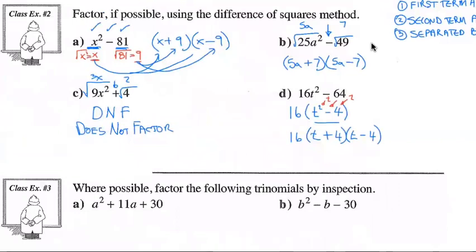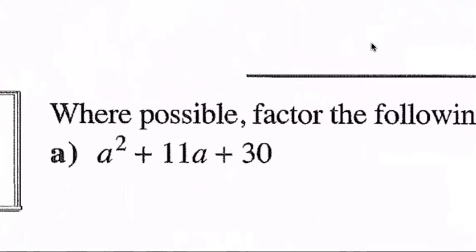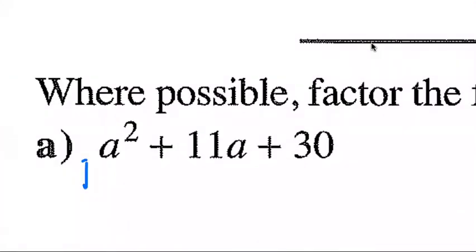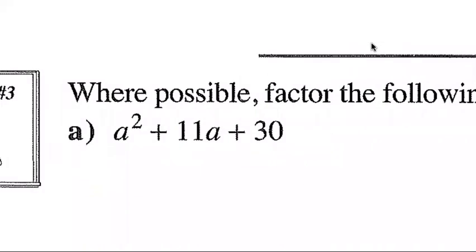Example 3. Where possible, factor the following trinomials by inspection. So this is what's going on in the back of your mind when you're factoring by inspection. First of all, this value here is a 1. And it's got to be a positive one too, because factoring by inspection gets messy if it's minus. So be careful. So that's a 1. That means I can factor this by inspection if it's factorable.